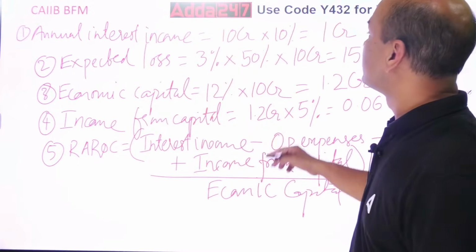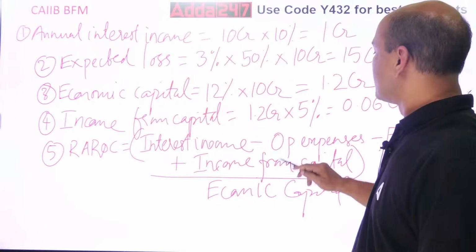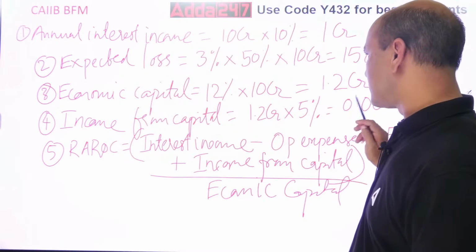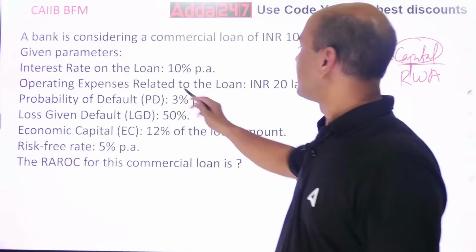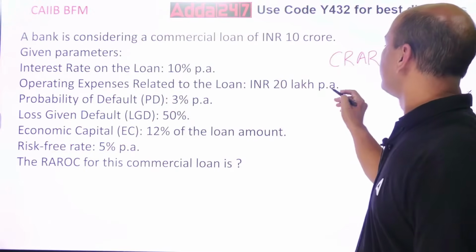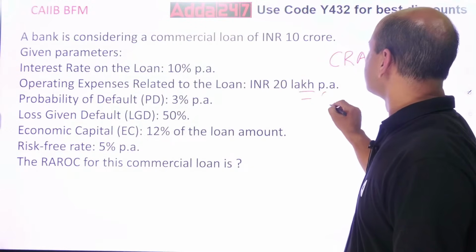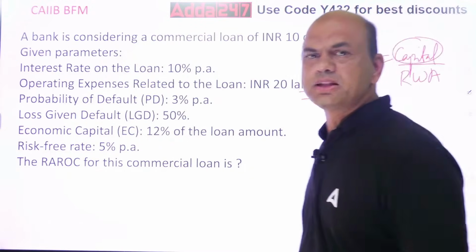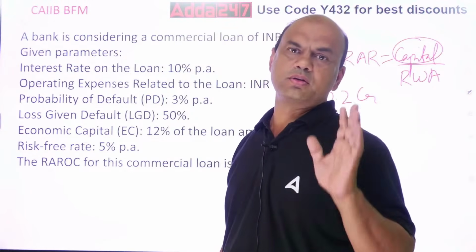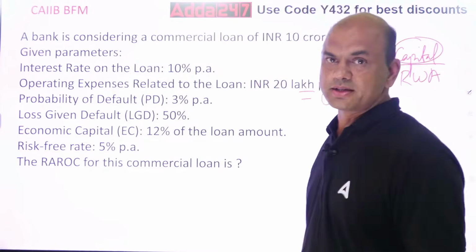So interest income. What is the interest income? 1 CR. Minus operating expenses. Those are not given over here; those are given in the numerical. Operating expenses are 20 lakhs. So 20 lakhs, what do you do? You write it in crores: 0.2 CR. Always bring all of them in the same unit. Crore, crore, crore, crore. That's simple to understand, isn't it?